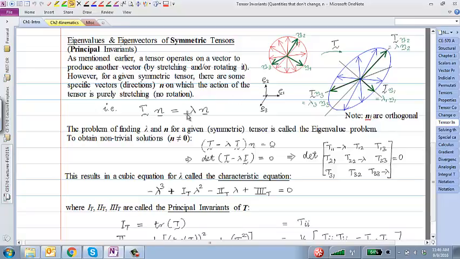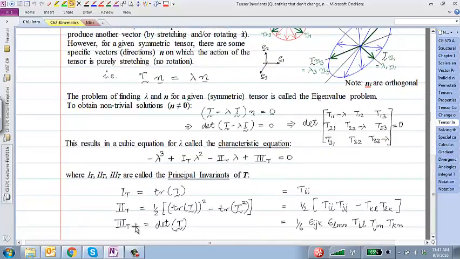What we saw is that this statement, when you write it out in math, says that T acting on some vector n gives me the same vector n scaled by some scalar, lambda. And this, of course, is the eigenvalue problem, which is why we ended up having to solve for eigenvalues and eigenvectors of tensors.